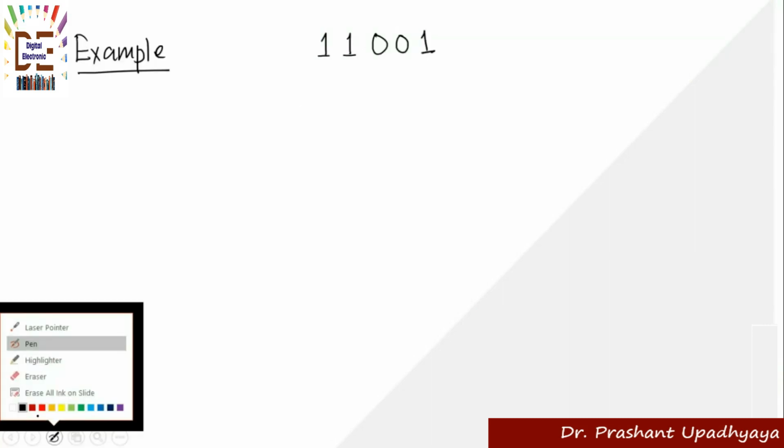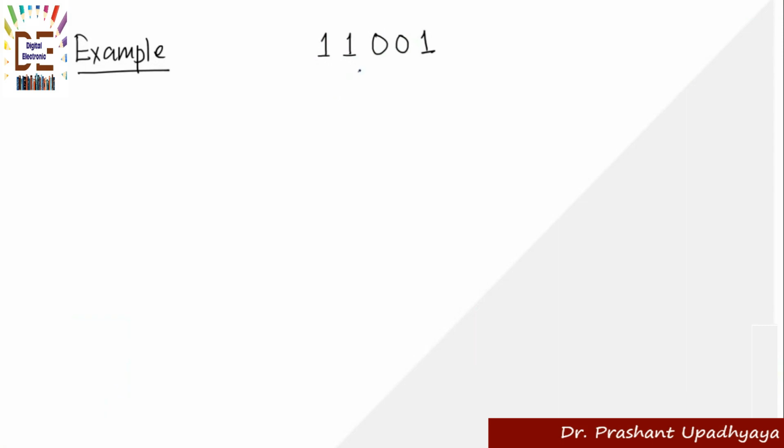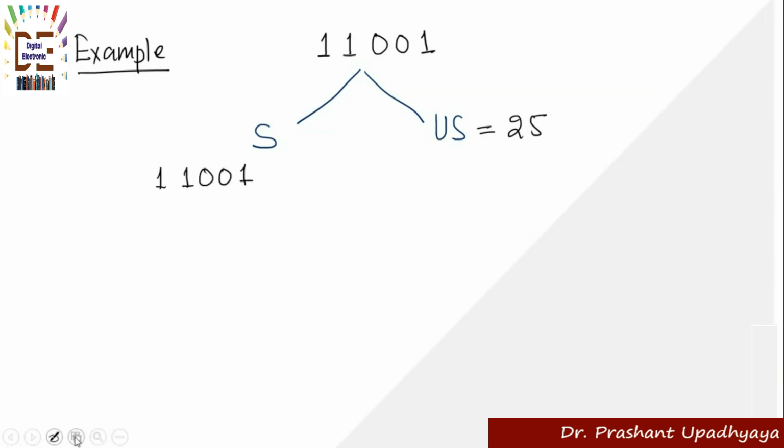1, 1, 0, 0, 1. Now again, I can go two ways, signed and unsigned. I am using S for signed and US for unsigned. If I talk about the unsigned, what will be the answer? For unsigned, it will be 25. And for the signed number, I will write it like this: 1001.